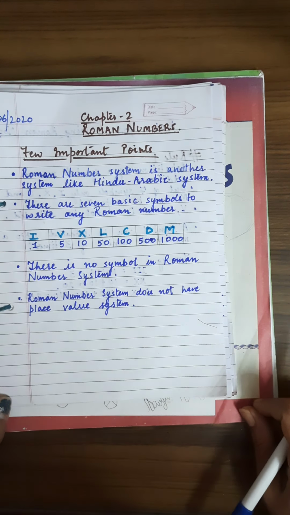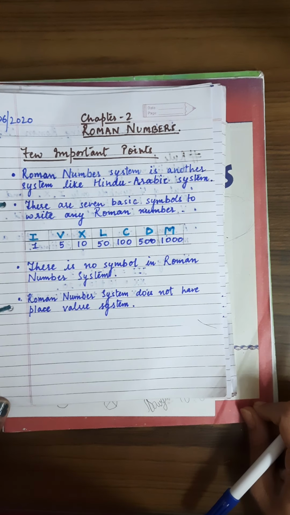Now, we have done chapter 1. I hope you have done the work related to chapter 1. Today, we'll start chapter 2, that is Roman numbers. You have already learned a few things about Roman numbers. Let us now once more revise the basic points of this.